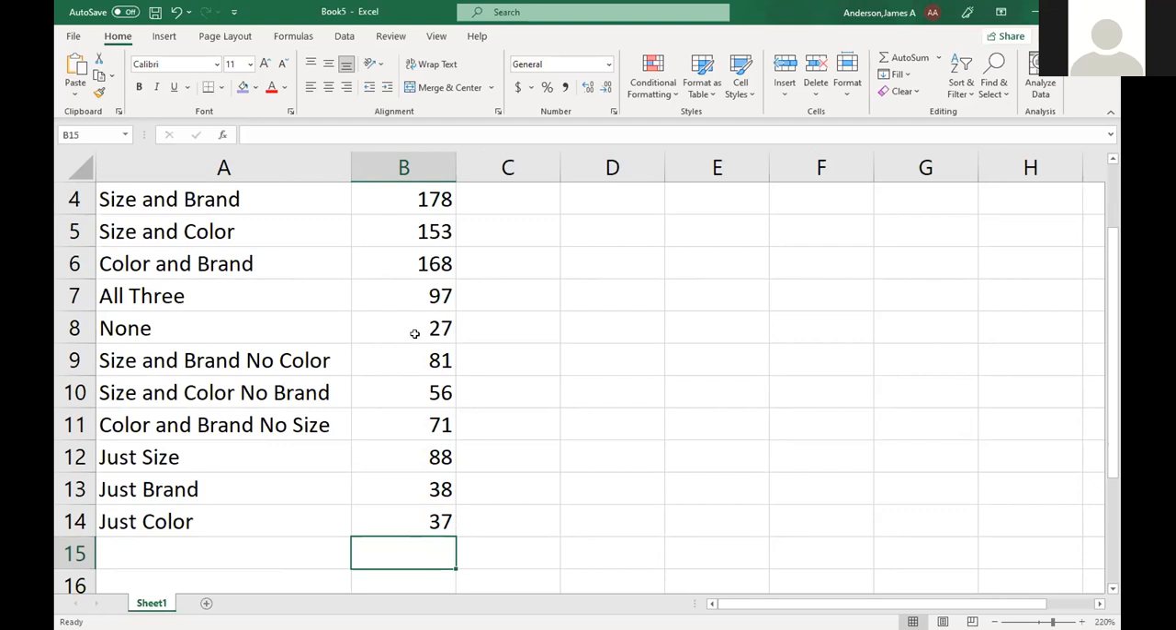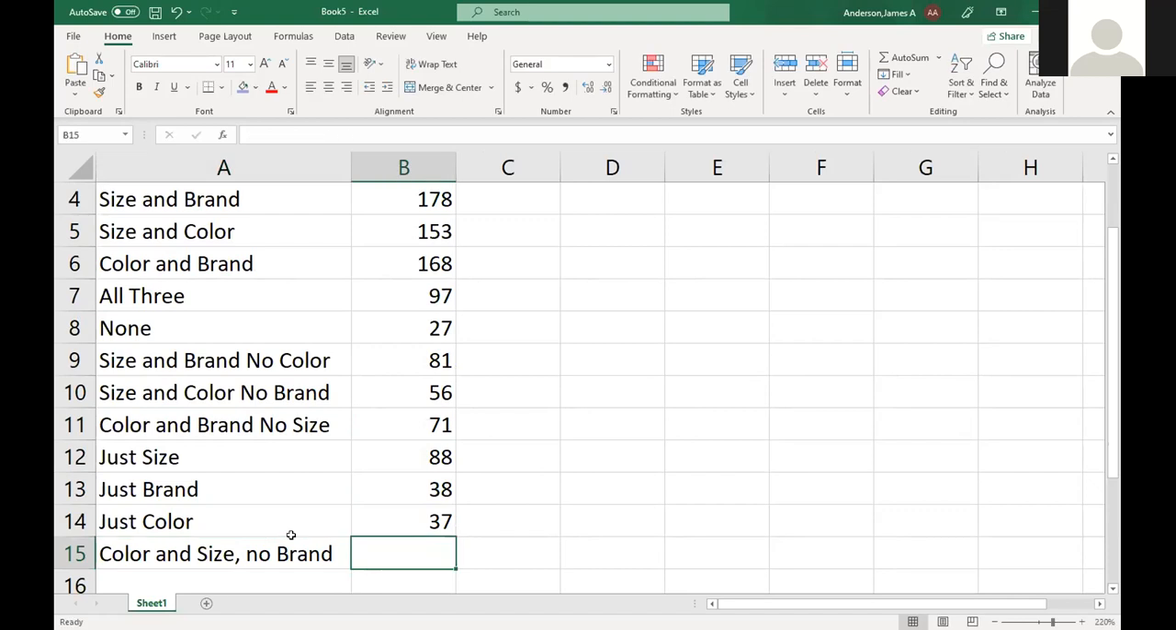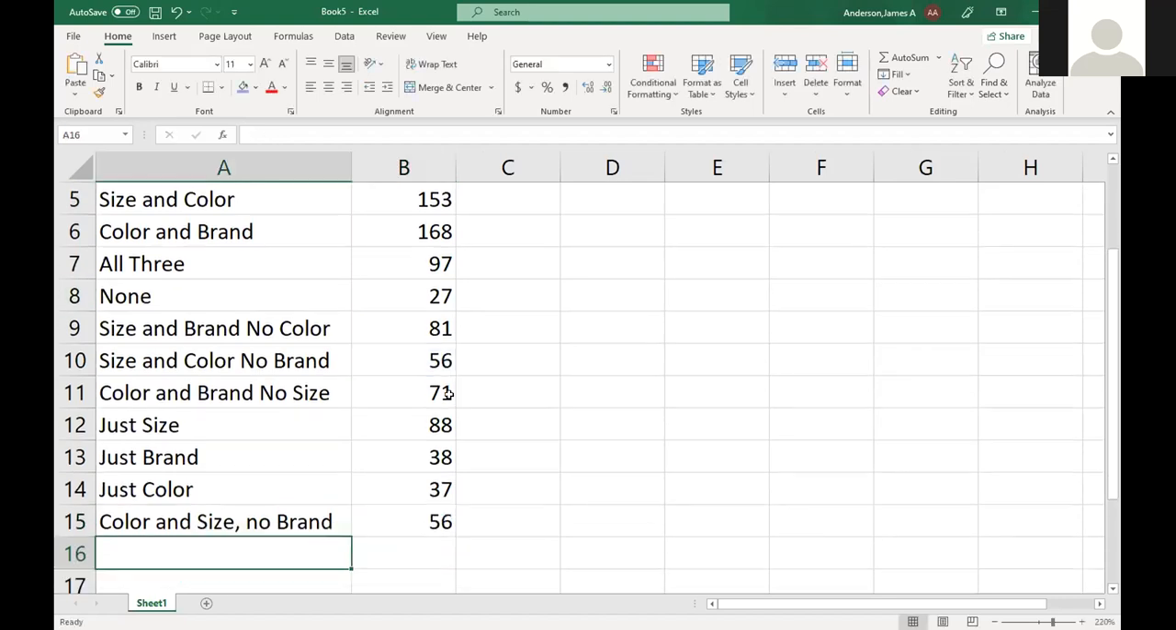And then when it asked me how many buyers were influenced by color and size, but not brand, I can go in and say color and size, no brand. I actually have that already answered. So one of the questions is already answered.